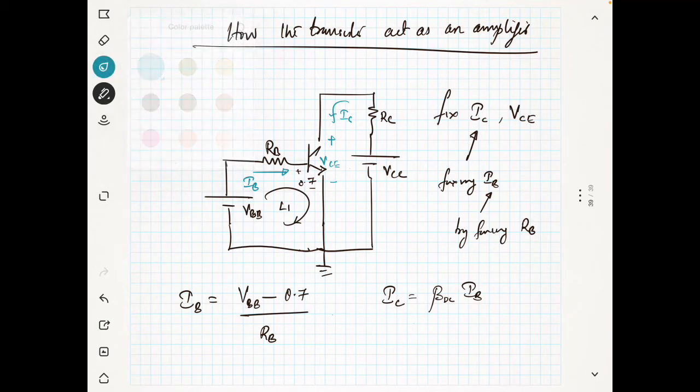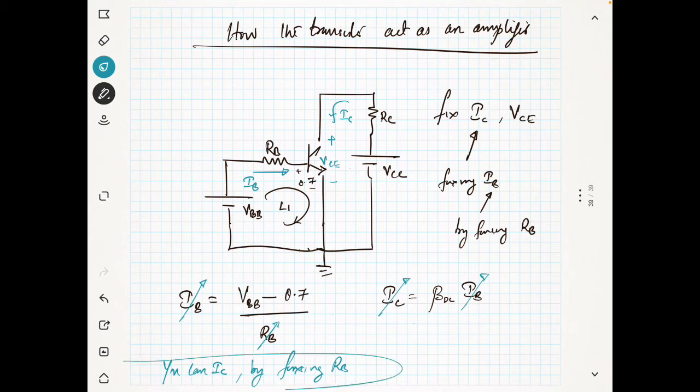So if you want to fix the IB, if you change the RB, what will happen? IB will change. If you change the IB, IC will change. So how can you fix IC? You can fix IC by fixing RB, not RC. That's very, very important. So you can fix IB by fixing RB.